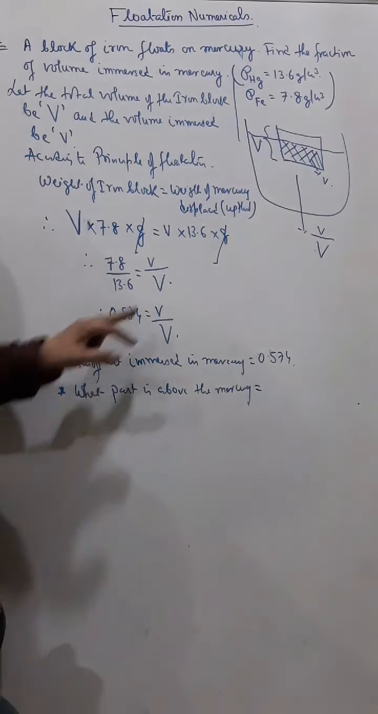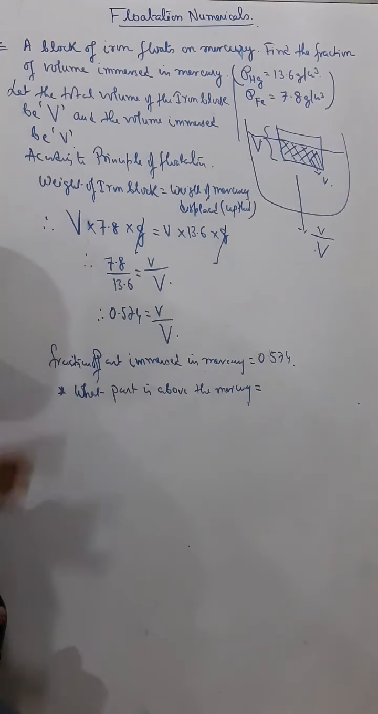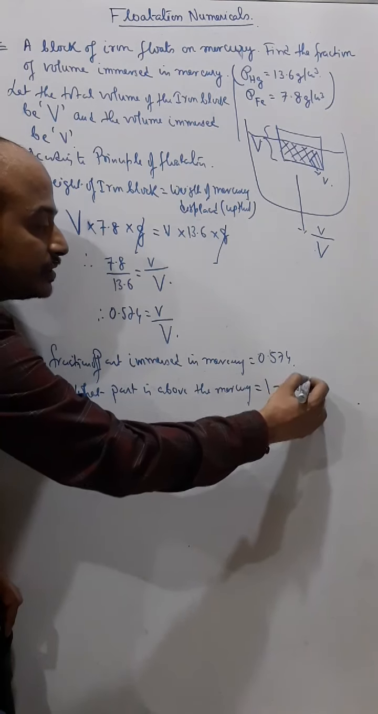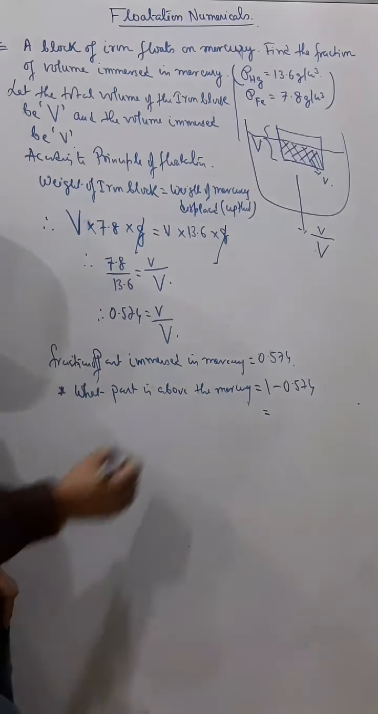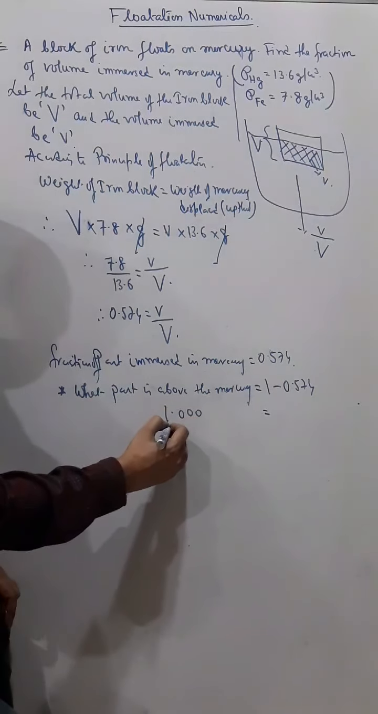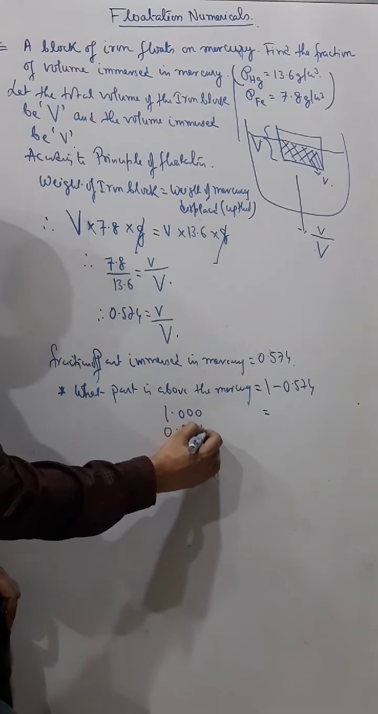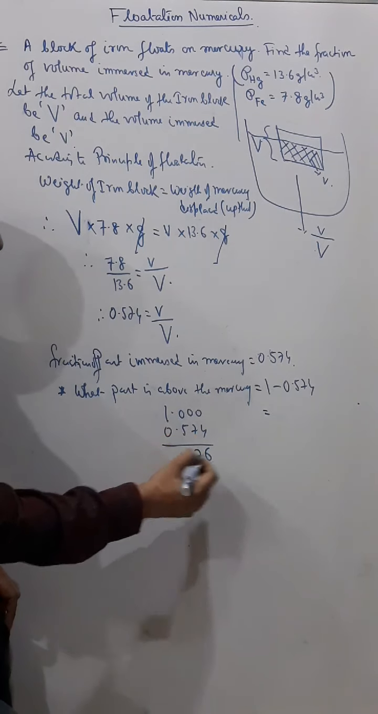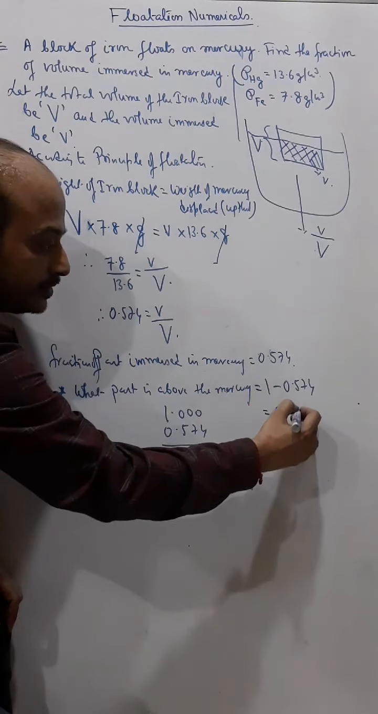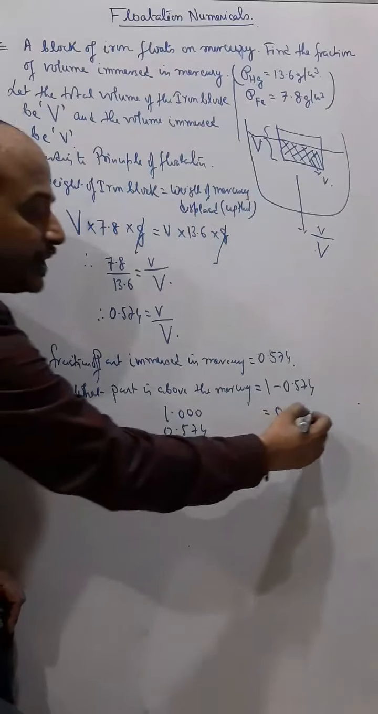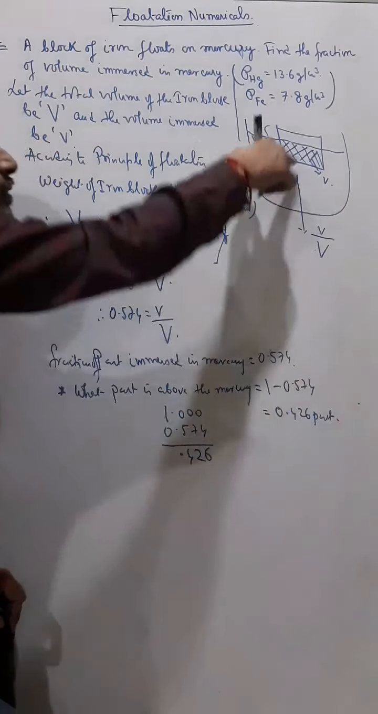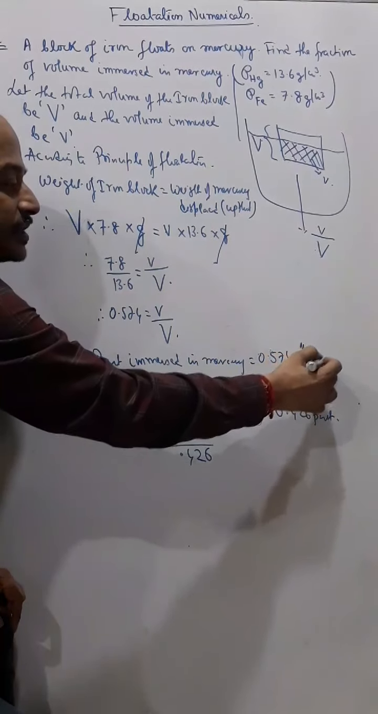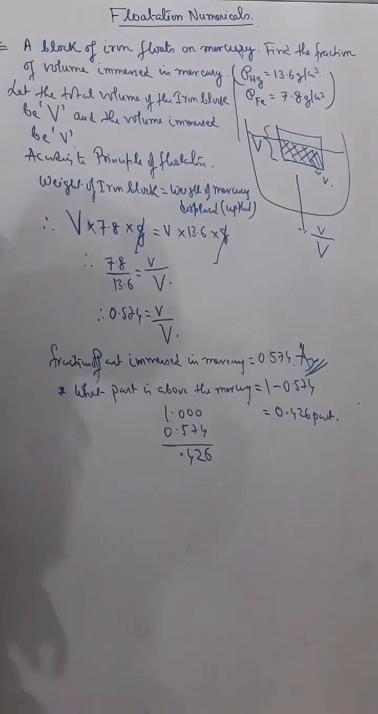So since you know a fraction means 1 means full, therefore I can say the fraction above is 1 minus 0.574. We subtract 1.000 and 0.574. So I get 6, I get 2, I get 4. So finally I get 0.426 part above the mercury. Although in this question they have asked only this.